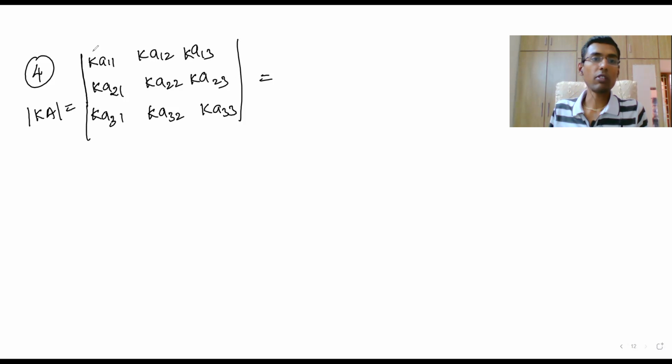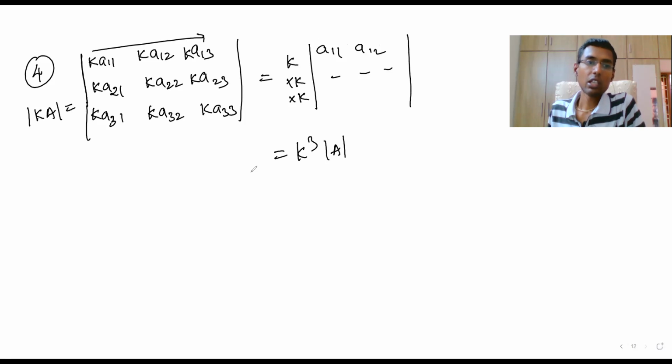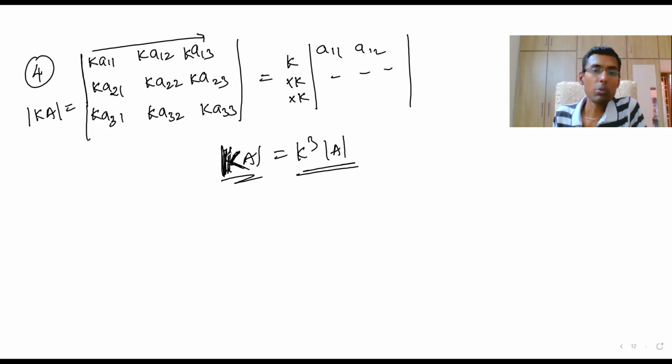From the first row you can take common k. Yes or no? From the second row you can take common k, from the third row you can take common k. From an entire row, as we discussed in the previous discussion, you can take common. Since k is present in the entire first row, second row and third row, you can take it common from each. This is again a11, a12 and so on. So we get k cube into delta. So delta of kA equals k cube into delta. You can prove it like this also. Yes, sir.